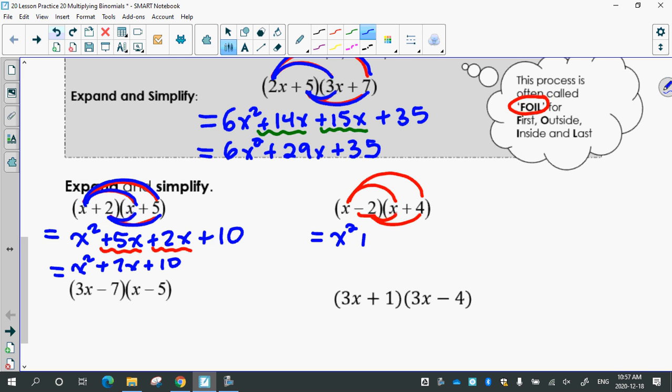Yep. Very good. Okay, so make sure you have the minus 2x and the minus 8. And then these are our like terms. So when you combine the middle terms, you're going to end up with x squared plus 2x, because plus 4 minus 2 is positive 2, minus 8.